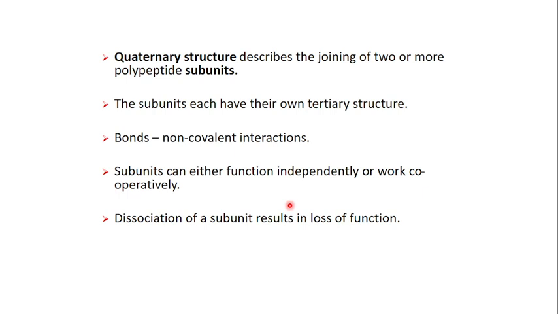It can happen that each of these subunits has its function independently and can work independently to have different functions. Also, it might occur that only when these subunits are present cooperatively, or when these three subunits join together, only then can this protein actively function. When one of these subunits is lost, it can result in the loss of function. So subunits can work independently as well as cooperatively.